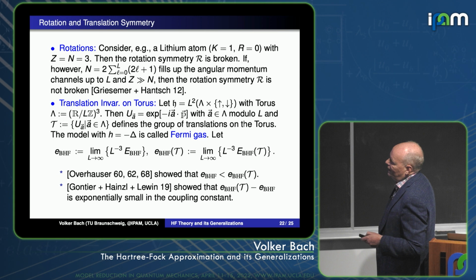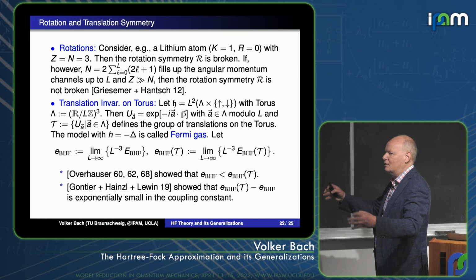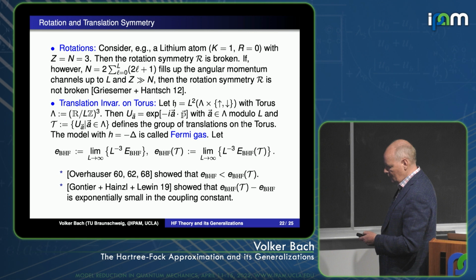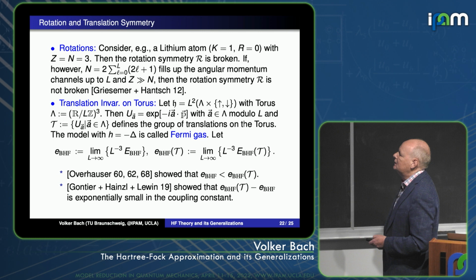So that's about rotations, and I think this is what is known about rotations. Now, translation invariance. Here we have to make sure that we do not enter operator algebras and these things. So we just put it on a torus. We take a box with periodic boundary conditions, Lambda. And then the group of symmetries is just the translations. We have no external potential, so the one-particle operator is just the minus Laplacian, say. And then we have the Fermi gas. We define the energy per volume without restriction and with translation symmetry in the Bogoliubov-Hartree-Fock scheme.